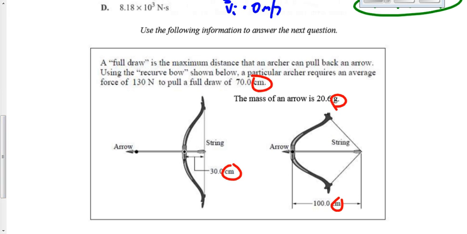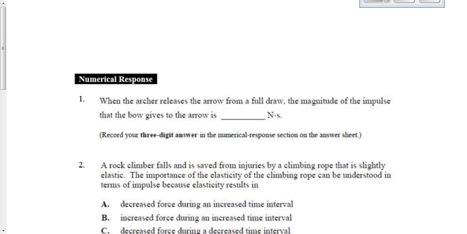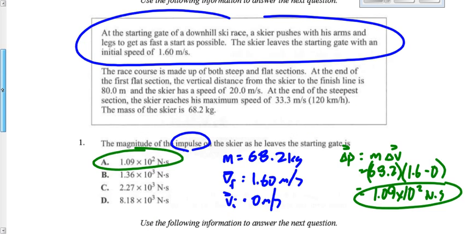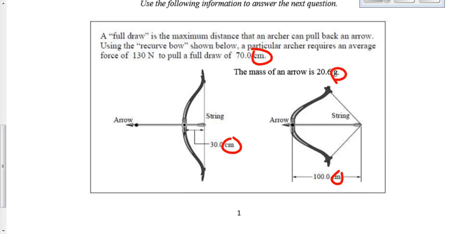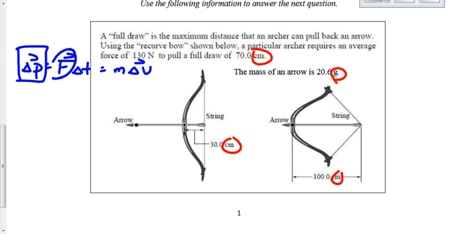The question says, when the archer releases the arrow from full draw, the magnitude of the impulse the bow gives to the arrow is what? We're looking for the impulse here. Okay, so in terms of figuring out, in essence, what to do, not hard at all. What's the impulse? Well, let's use our impulse equation, right? If we're looking for impulse, you're going to use impulse. But the problem is we have 2 of them. We have impulse is equal to F times delta T, and we have impulse is equal to M times delta V. Now, we're looking for delta P. We have F, and we have m.